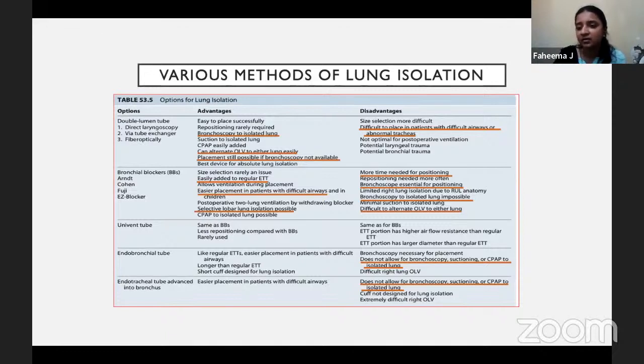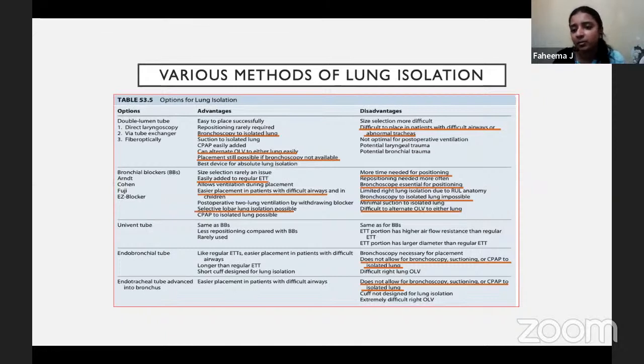Separate access to each lung is easier to achieve. We can give suctioning or CPAP or administer drugs to each lung separately, and it's easy to alternate between the two lungs during the intraoperative period. The disadvantages are that in case of any distorted upper airway, or where we need nasotracheal intubation, the DLT tubes cannot be used, and for post-op ventilation, we have to change to a single-lumen tube.